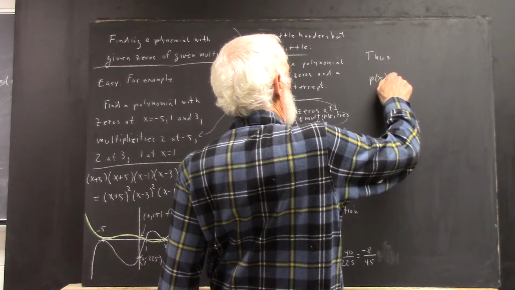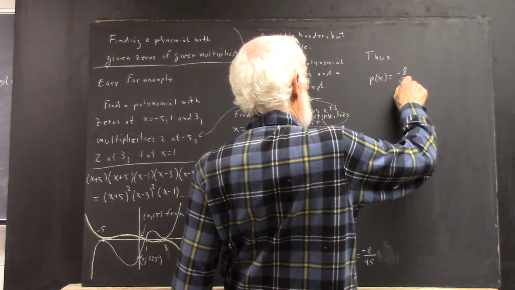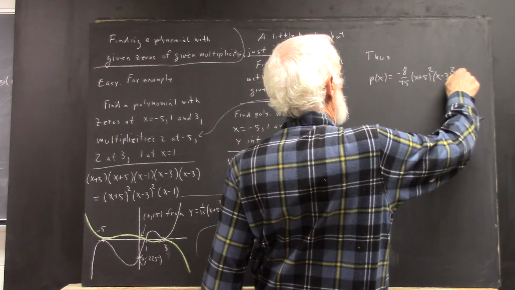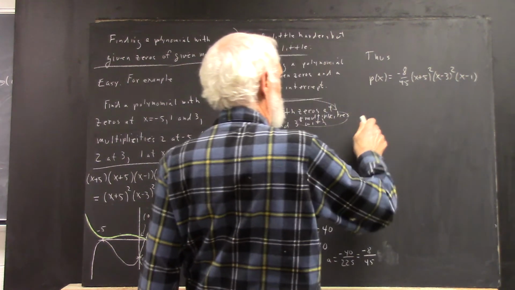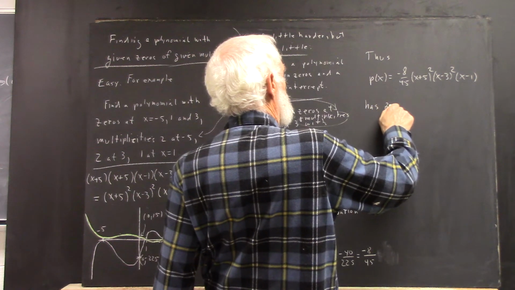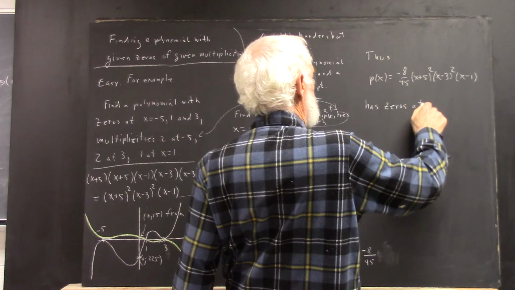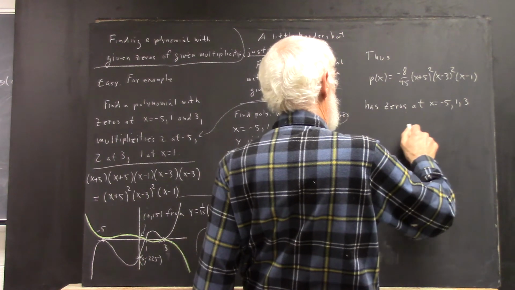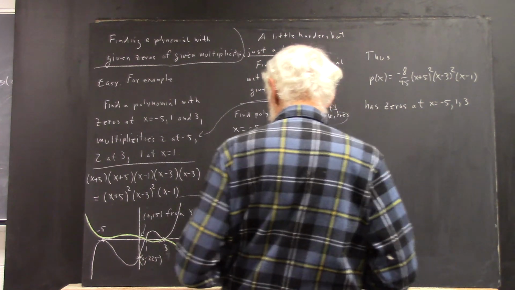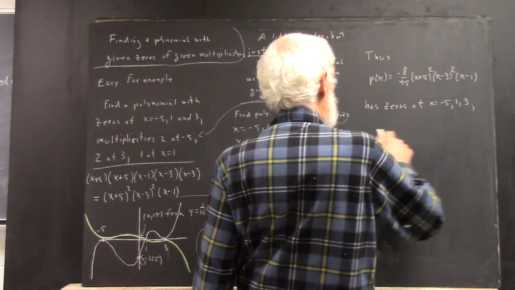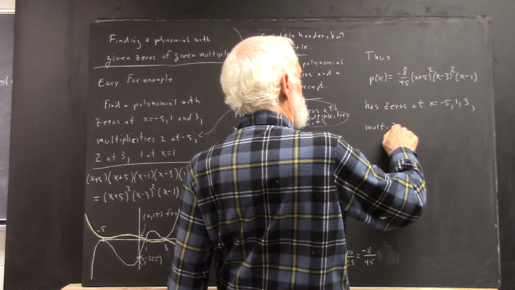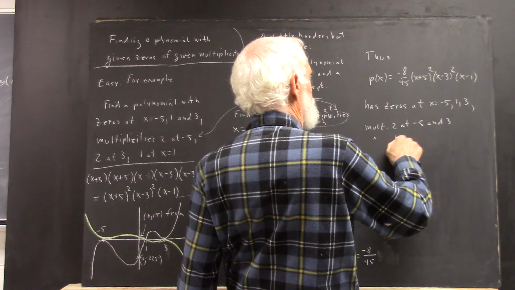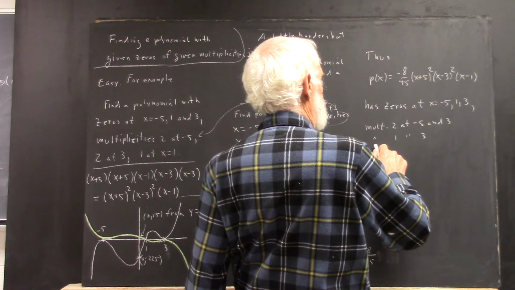P of x equals negative 8 over 45 times x plus 5 squared times x minus 3 squared times x minus 1 has zeros at x equals negative 5, 1, and 3. Well, multiplicity 2 at negative 5 and 3, multiplicity 1 at 1.